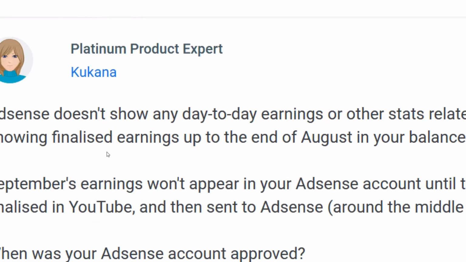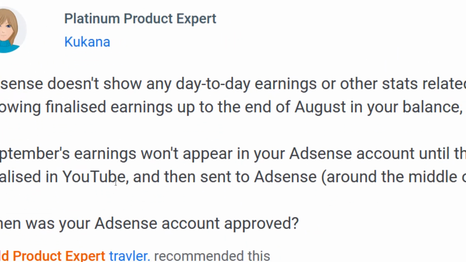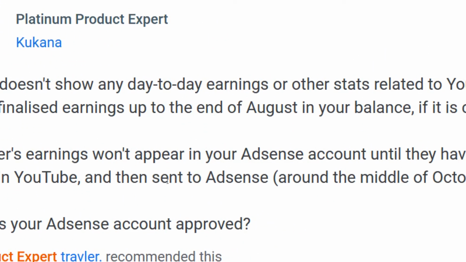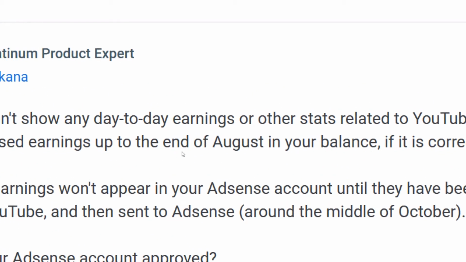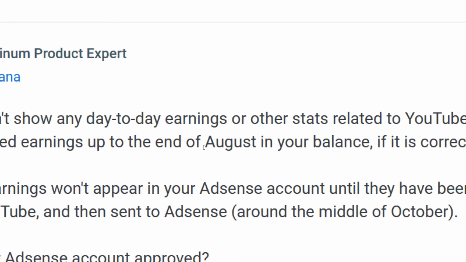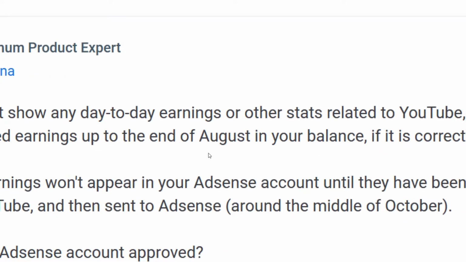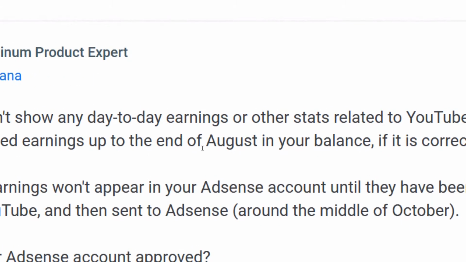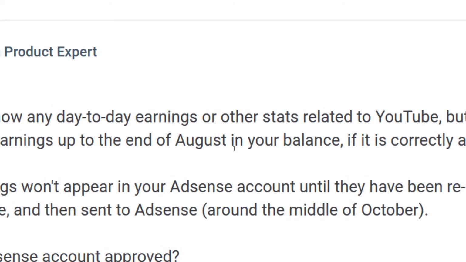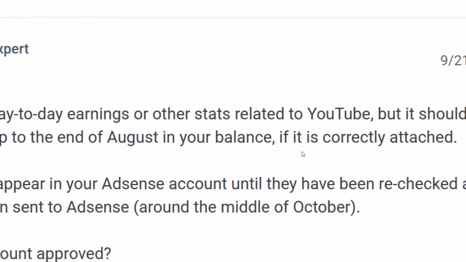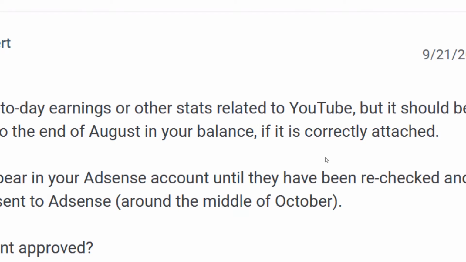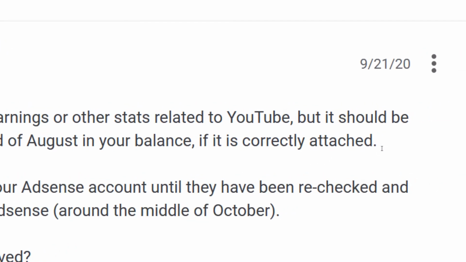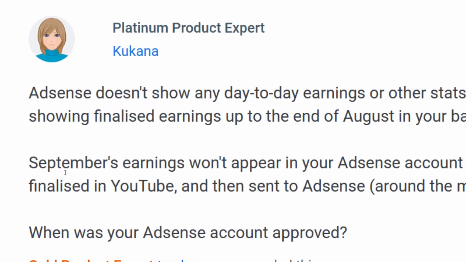it should be showing finalized earnings up to the end of August in your balance. So this person probably asked a question in July, and they are telling him that the earnings for the month of July will reflect where? In August, in his balance, if only his AdSense account is correctly attached to his YouTube account, and he has, of course, verified his payment address.